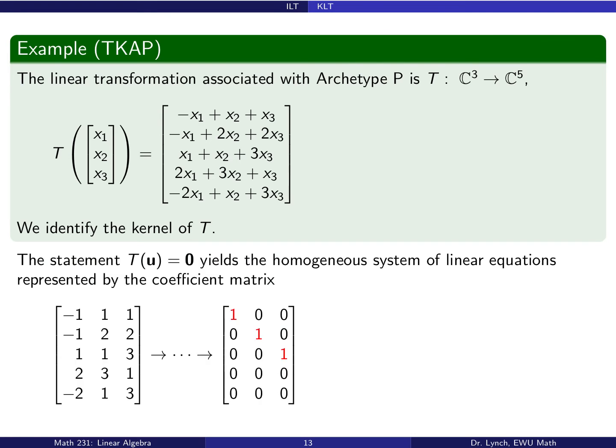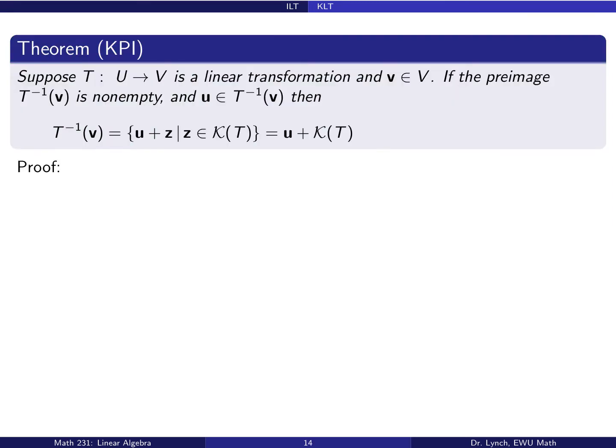Okay, so in this case, we see that the statement T of U equal to 0 tells us that the only solution of the homogeneous linear system is the trivial solution. So in this case, the kernel is also trivial. Okay, if it feels like you're finding a null space of a matrix, there's a relationship here between the kernel of a transformation and the null space of a matrix. Let's have a look at this theorem.